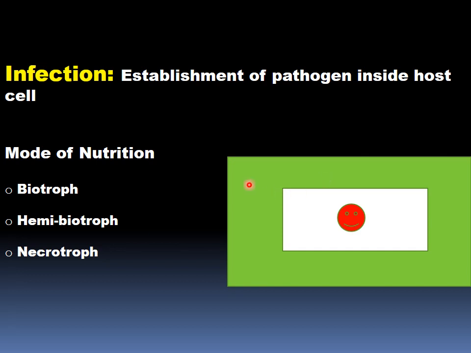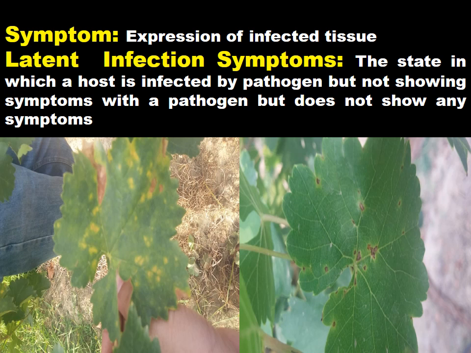So once the pathogen starts sharing nutrients with its host, what would happen? The physiology of the host plant is disturbed, and this disturbed physiology can be seen in the form of symptoms. We all know what symptoms are. Symptoms are the expression of the infected tissue.